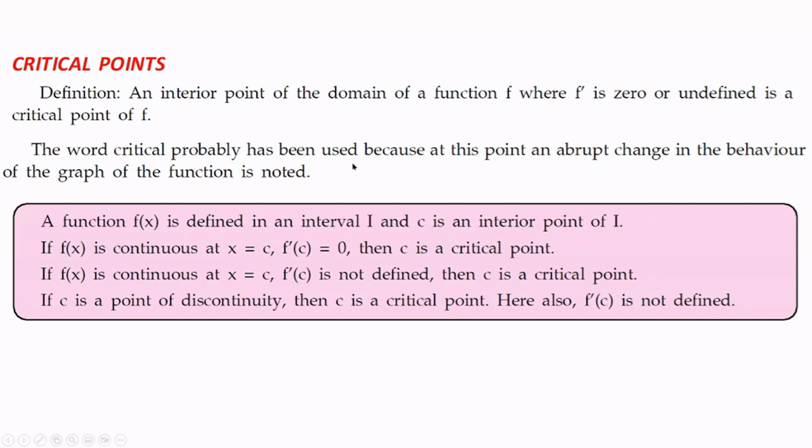So here we use this word because at this point there is an abrupt change in the behavior of the graph, that is the graph will come straight and change direction, or it will go like this and change direction, or it keeps increasing, stops at a point, and then again increases. So when there is an abrupt change in the behavior of the graph of the function, we call such points critical points. A function f of x is defined in an interval I and c is an interior point of I. If f of x is continuous at x equal to c and f dash of c equal to 0, then c is called a critical point. If f of x is continuous at c and f dash of c is not defined, then c is also considered a critical point.